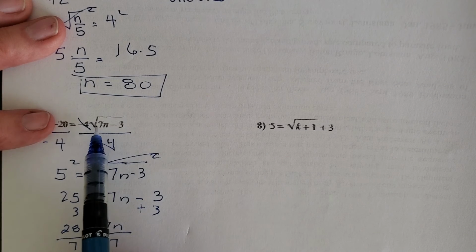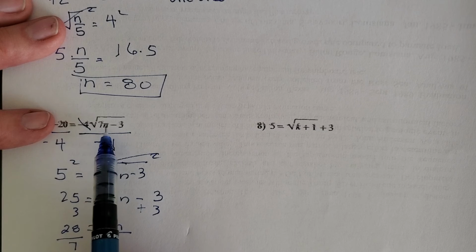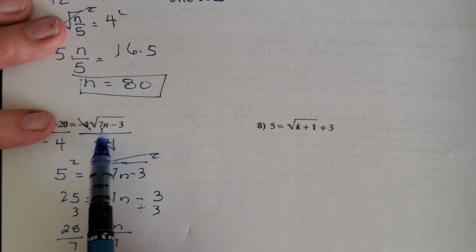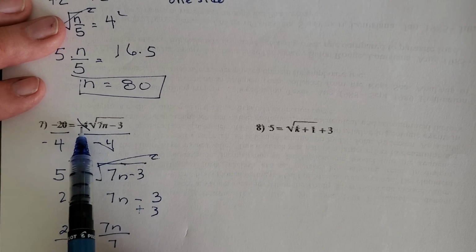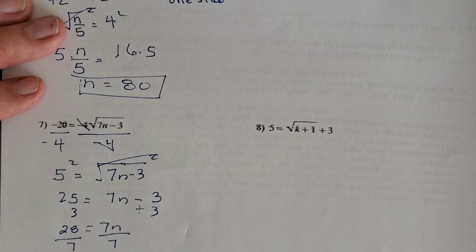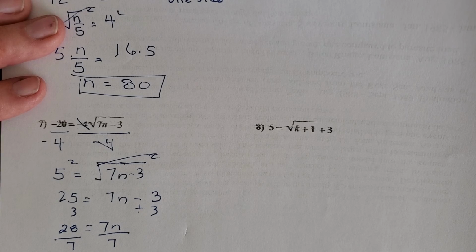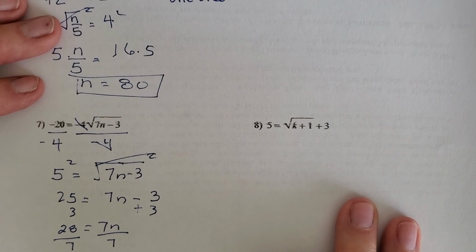And if we check that, 7 times 4 is 28. 28 minus 3 is 25. The square root of 25 is 5. And -4 times 5 would equal -20. So it substitutes in there and makes it true.